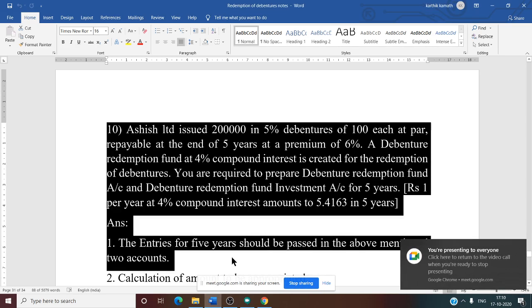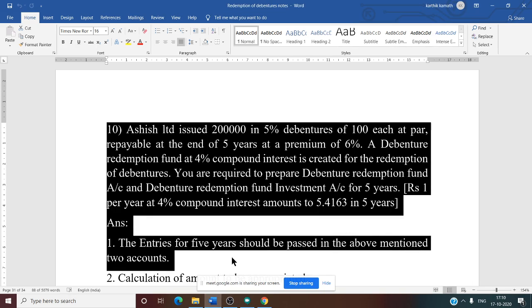2 lakh in 5% debentures of 100 each at par and repayable at the end of 5 years at a premium of 6%. That means here the issue value is directly given in the question. That is, 2 lakh in 5% debentures of 100 is directly given. That means the company, at the time of borrowing the loan, debenture holders will subscribe the debentures and the company will get the required amount.